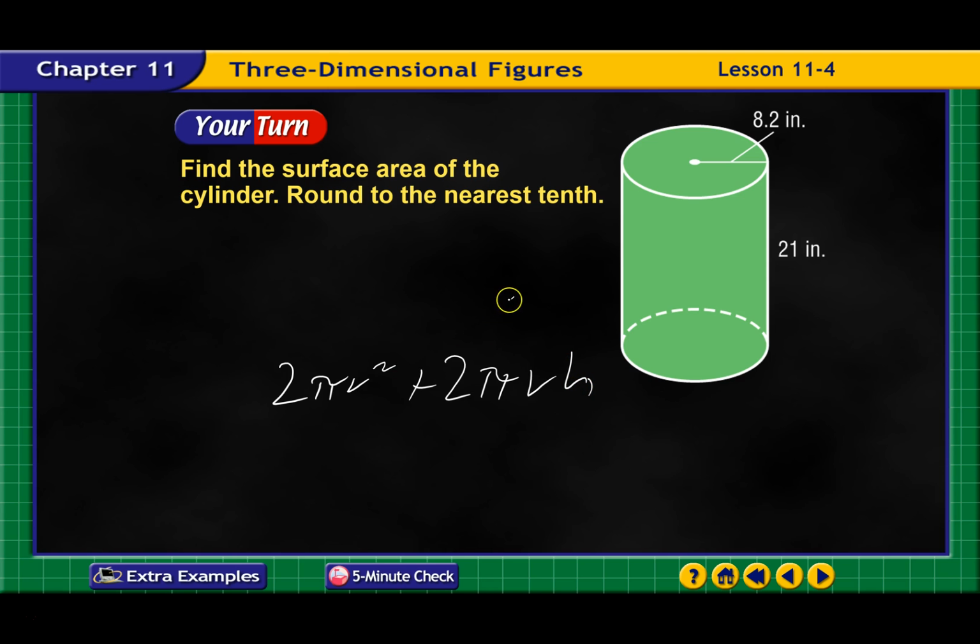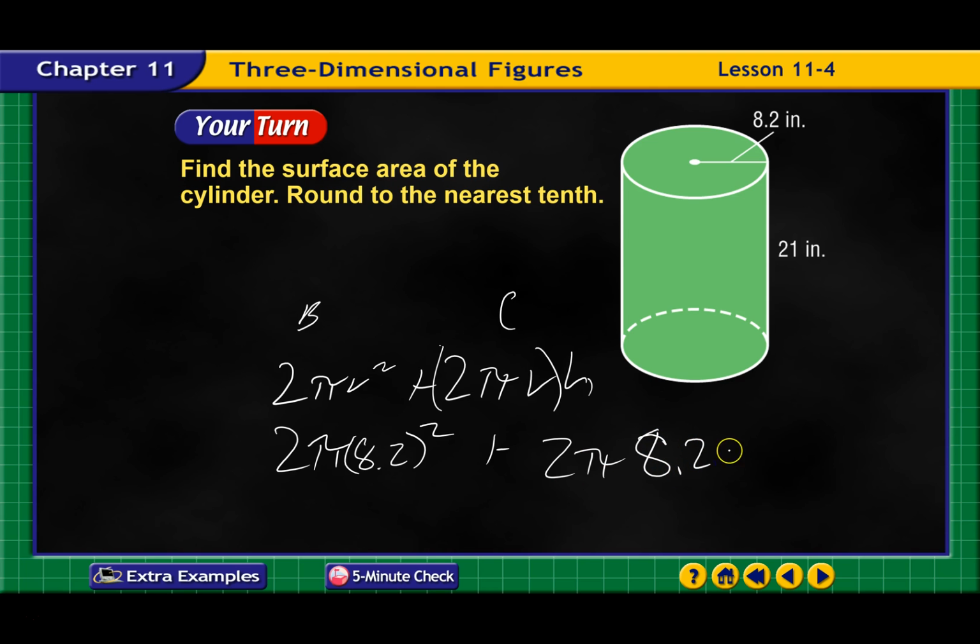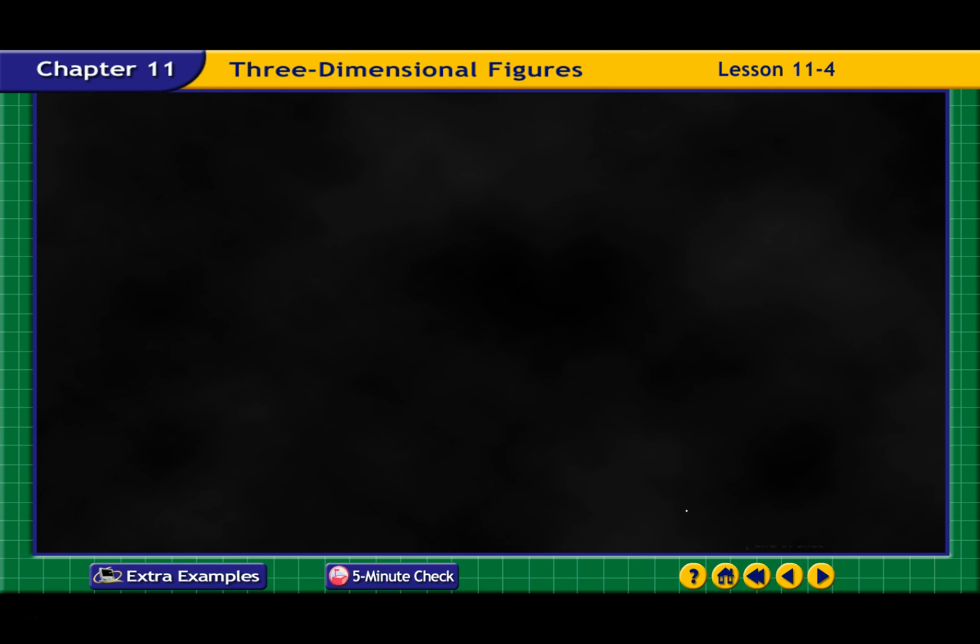Because this is my circumference, and this is my bases. So the circumference is 2 pi r, multiplied by the height. Punch in my numbers here, so 2 pi, my radius is 8.2 squared, plus 2 pi r of 8.2, times 21. Multiply that all out, and it should come out to approximately 1504.1 inches squared.